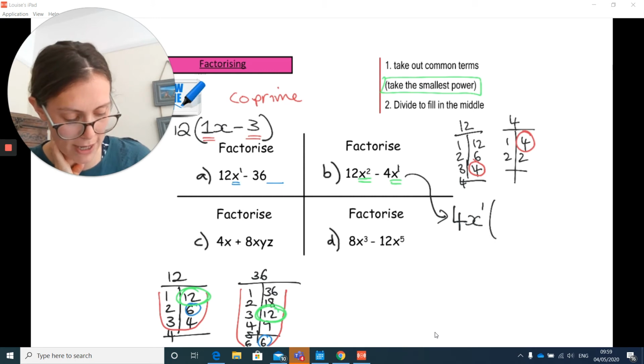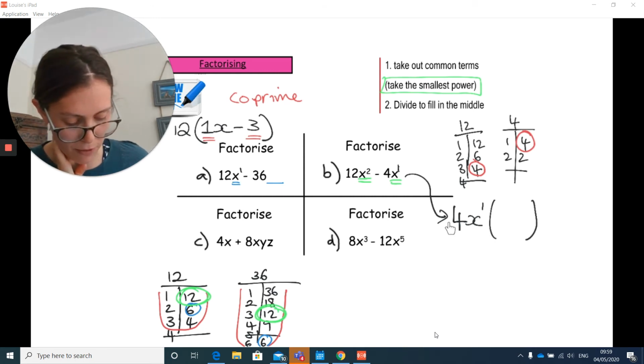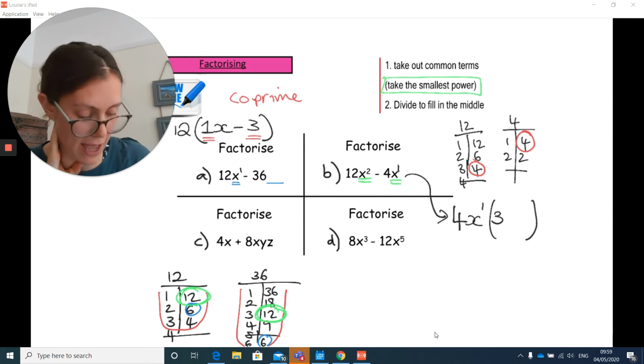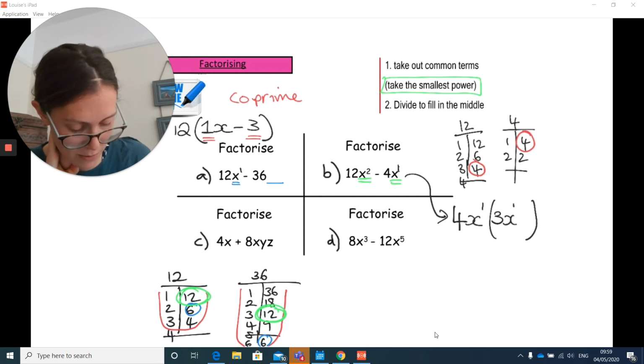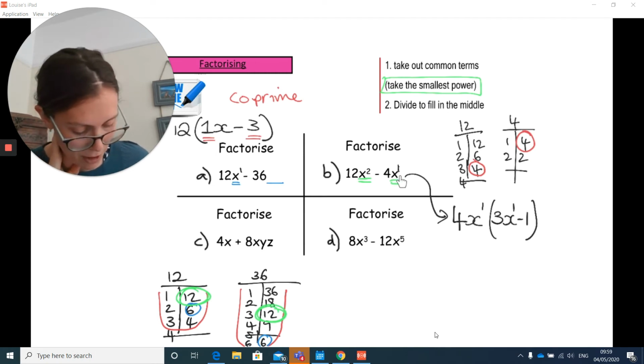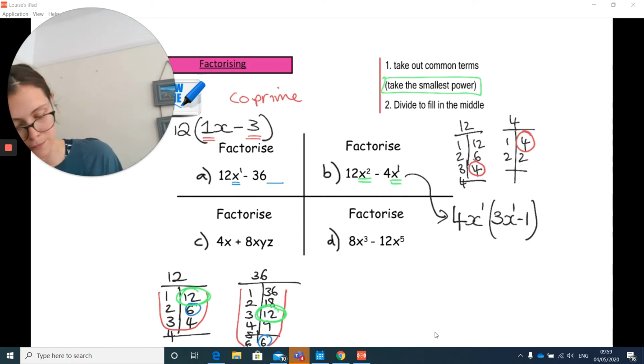And if I open my brackets, I'm now going to do my division. So I'm doing 12 divided by 4. So 12 divided by 4, that gives me a 3. And then I'm doing x squared divided by x. So that's just x to the power of 1 minus, and then here I've got 4 divided by 4. So that's a 1. And I've got x to the power of 1 divided by x to the power of 1. So that's your final answer.